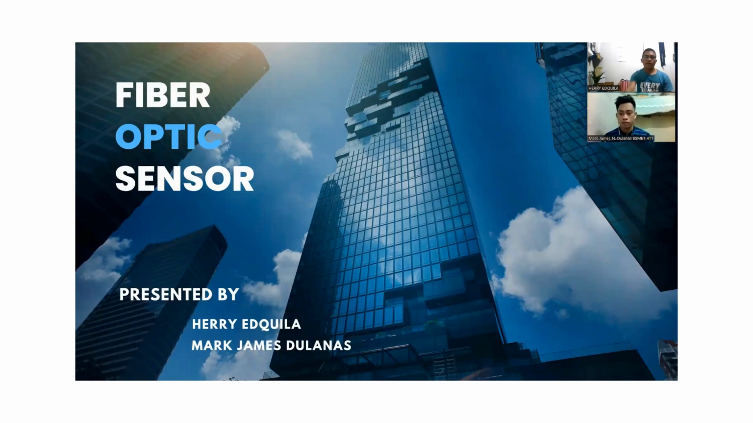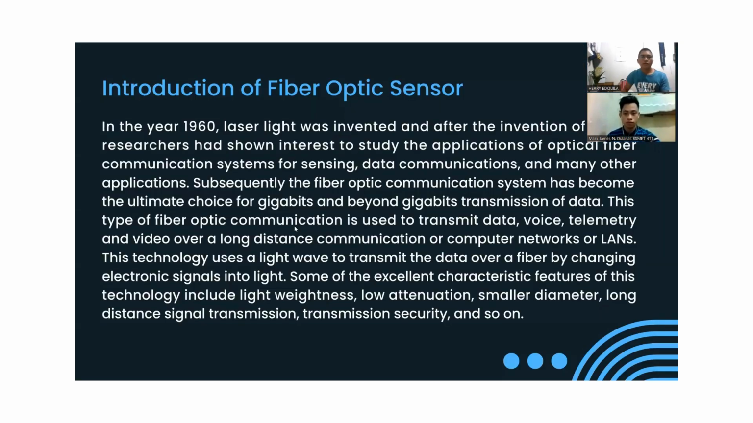So today we will discuss the fiber optic sensor. In the year 1960, laser light was invented, and after the invention of lasers, researchers showed interest in studying the application of optical fiber communication systems for sensing, data communications, and many other applications. Subsequently, the fiber optic communication system has become the ultimate choice for gigabits and beyond gigabits transmission of data.